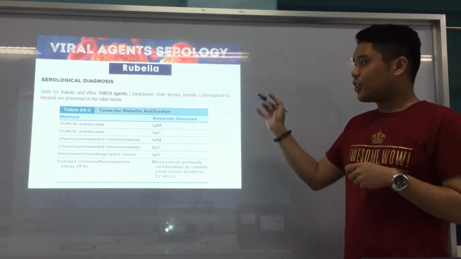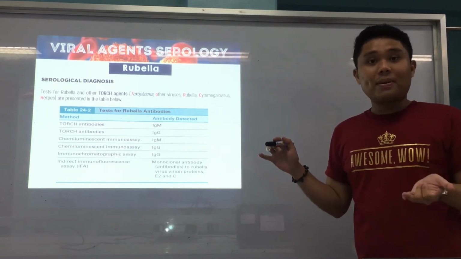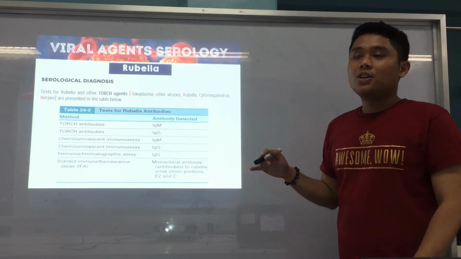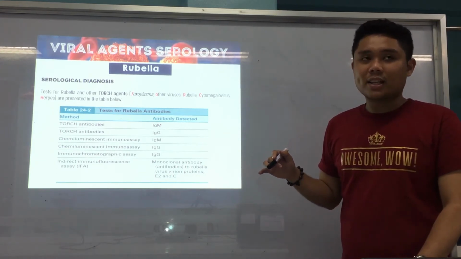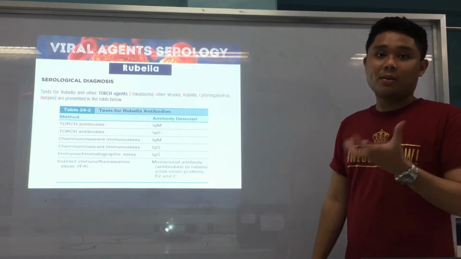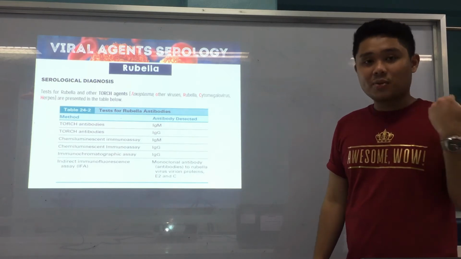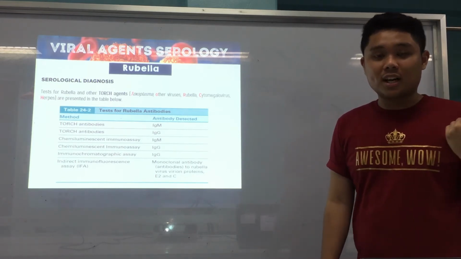Okay. Alright, so these are some of the testing mechanisms: chemiluminescent immunoassay, rapid test, immunochromatographic, or your indirect immunofluorescence assay. Okay, so that's for rubella. Very important siya for babies, congenital transmission, kaya muna siya na devastating effects, as we have mentioned in the previous slides.